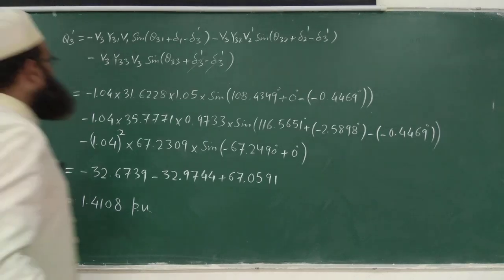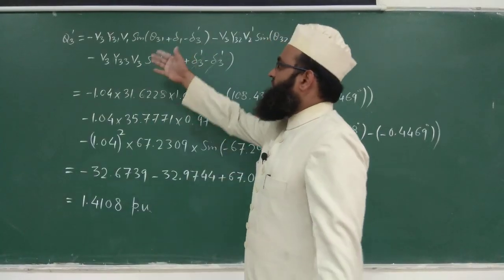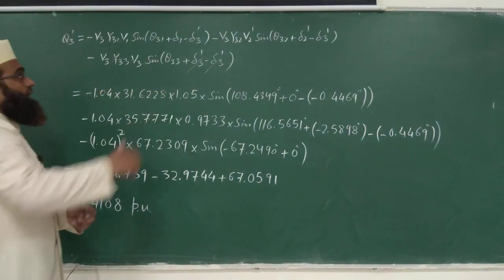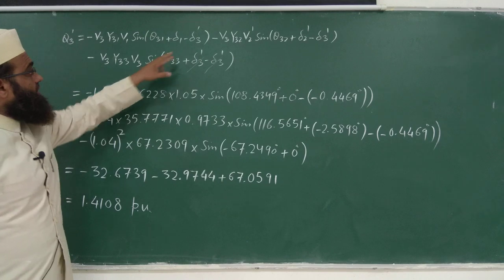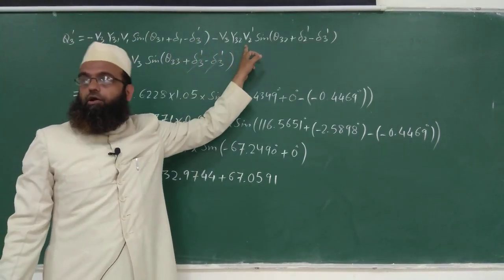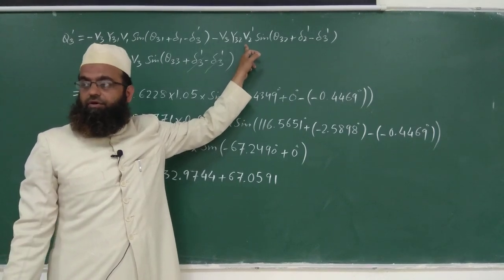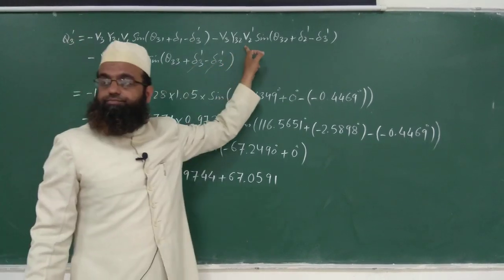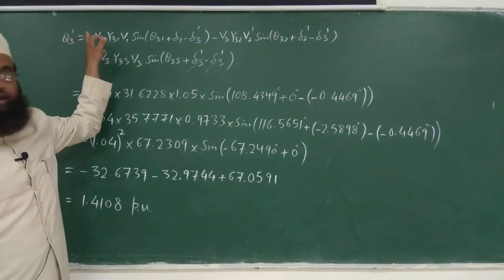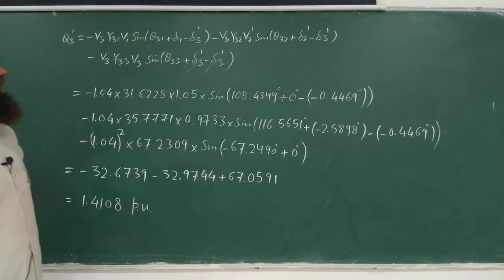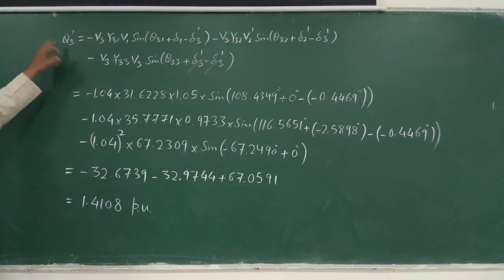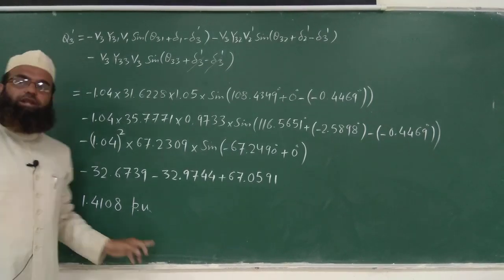So our fourth variable Q3 will be evaluated by using the expression of Qi. Here the variables delta 3, delta 2 and V2 are updated already. We have evaluated. So put the updated values while calculating Q31. Fine. So after substituting the corresponding values and the specified parameters, we are getting our Q31 as 1.4108 per unit.